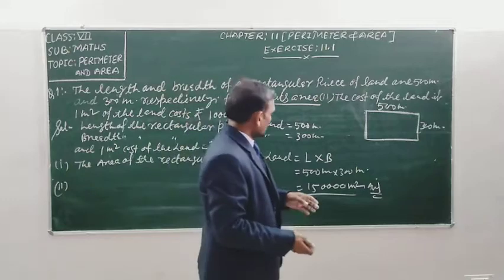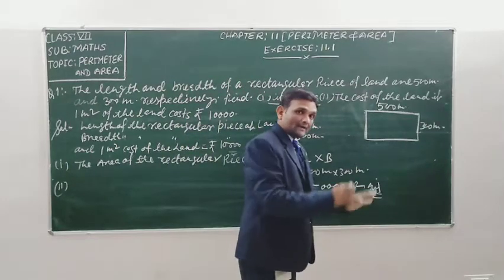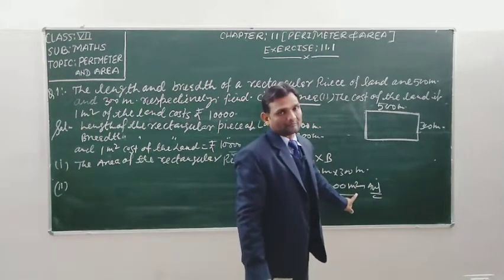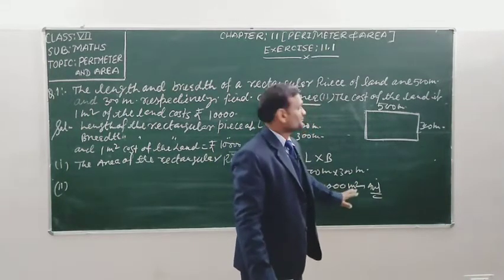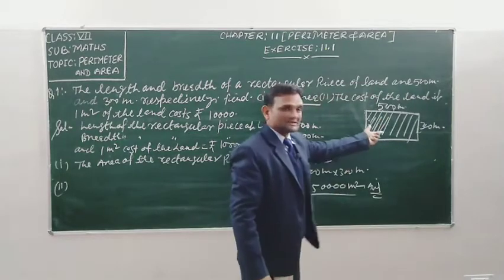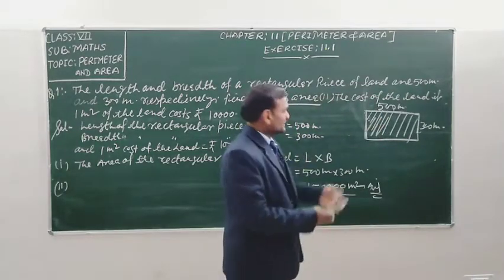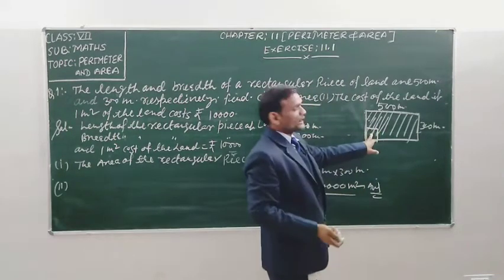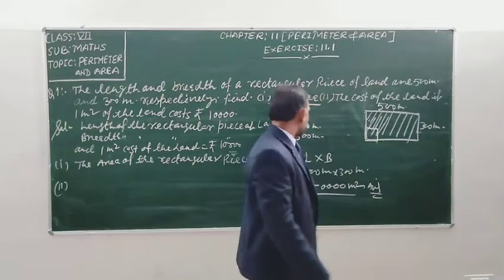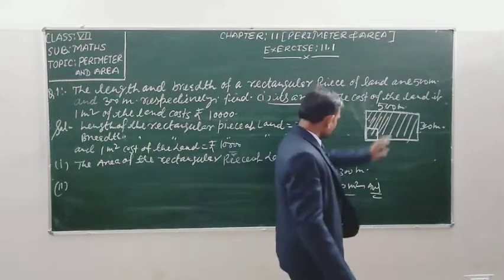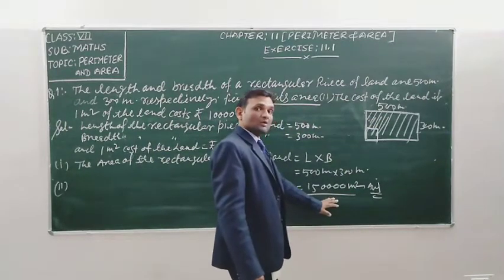Student, now you have known that the amount of the surface of the land is 1,50,000 meter square. This is the amount of the surface, and you are purchasing it. Suppose this is 1 meter square space, and if you are purchasing 1 meter square, then you have to pay 10,000 rupees, and the total area is 1,50,000. So what will be the cost?